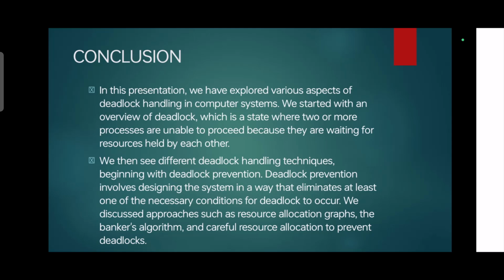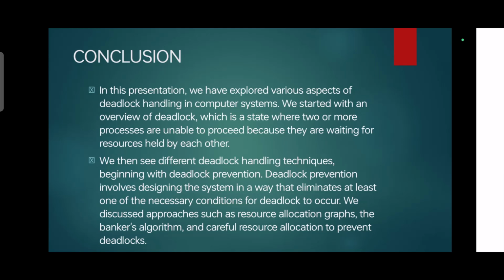So in this presentation we have explored various aspects of deadlock handling in computer systems. We started with an overview of deadlock where we understood what a deadlock is and the four conditions that should occur simultaneously in order to make a deadlock condition, which is a state where two or more processes are unable to proceed because they are waiting for resources held by each other. We then saw different deadlock handling techniques, beginning with deadlock prevention. Deadlock prevention involves designing the system in a way that eliminates at least one of the necessary conditions for deadlock to occur.